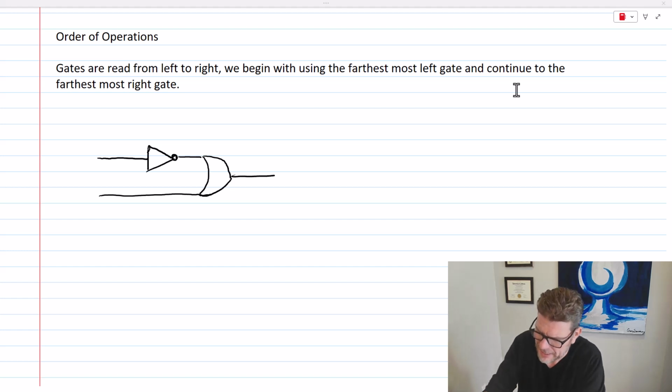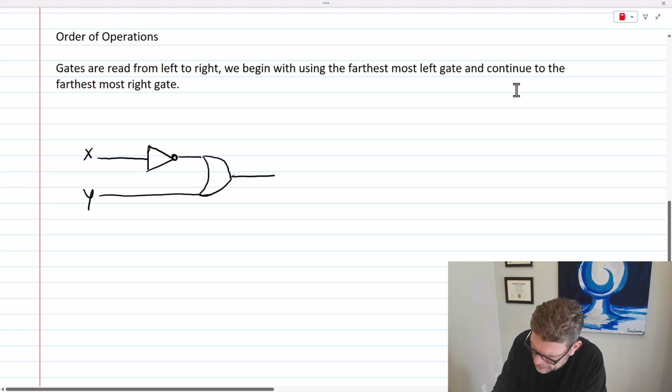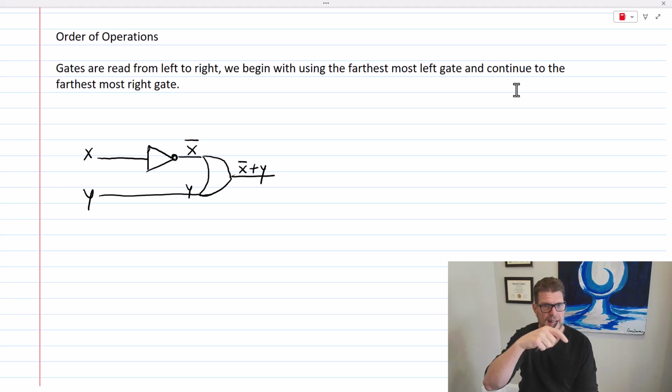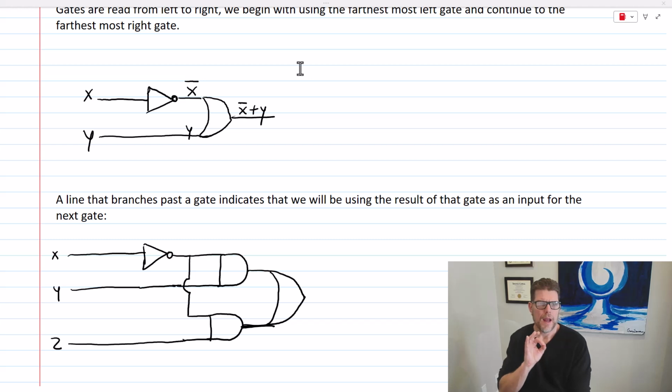So take for example this circuit, we've got X, we've got Y, and then what we're going to do is invert X, we're going to end up with X bar, and we'll notice that there's no inversion on the line that goes with Y. So this becomes Y, and now we'll use our OR gate for X plus Y, X complement plus Y. So notice we take the complement first, because it's further to the left, and then we do the addition afterwards. If we have a line that branches past a gate, it indicates that we'll be using the result of that gate as an input for the next gate.